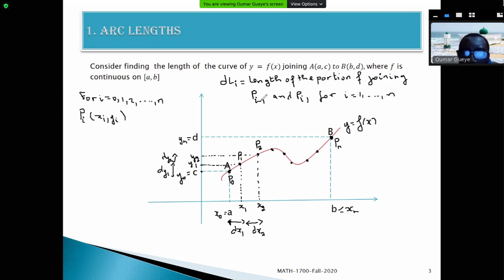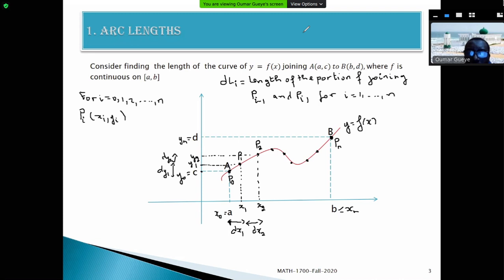So basically it means when i equals 1, you replace i by 1, you will get p0 and p1, and here is dl1. So dl1 is the length of the curve joining p0 and p1. This portion here between p0 and p1, this is what I call dl1. The portion joining p1 and p2, this is what I call dl2, and so on. Now I'm going to approximate these values. Let's see how to approximate it.